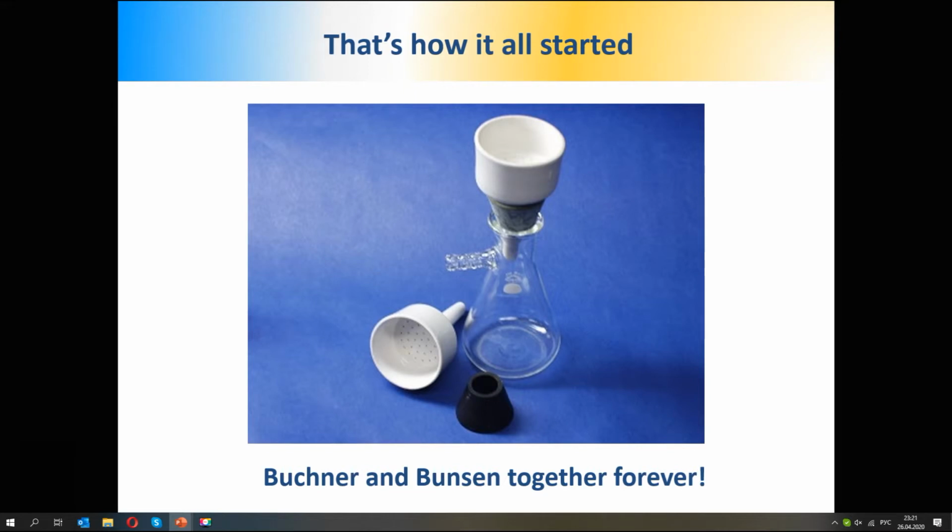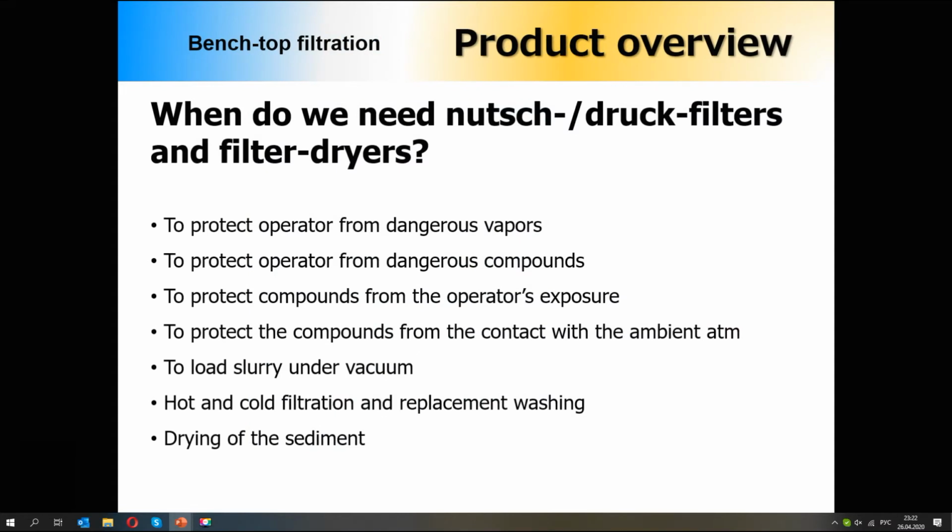I think everyone who is a chemist at least once in a lifetime saw this standard lab equipment in the lab, and maybe even used these tools for filtration. Indeed, this is a very useful tool in the lab, but of course it has some disadvantages. It can be used for simple applications, but sometimes we need something more advanced than the equipment that you saw on the previous slide. So when do we need Nutsche filters, Druck filters, and filter dryers?